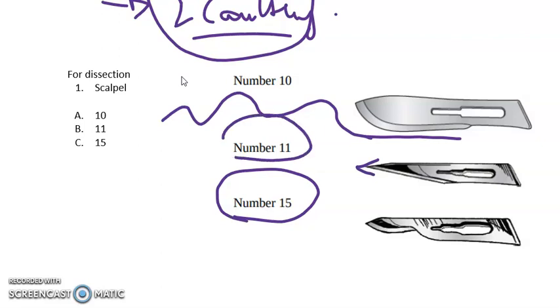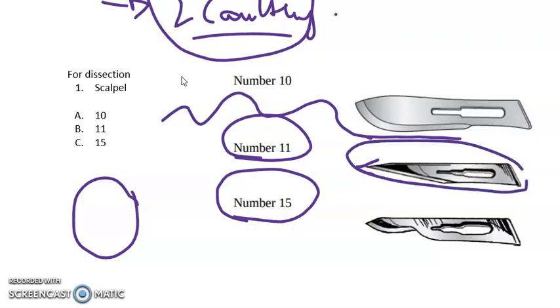This number 11 is used for opening up an abscess, or a cyst which needs some draining. You use this for stabbing. So when you use this instrument, you just want to make one incision and everything is dripping. This is what we use this instrument for.